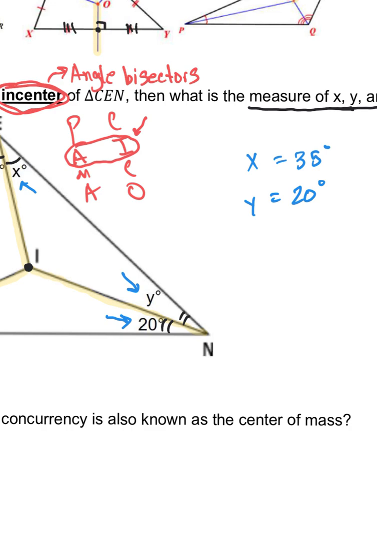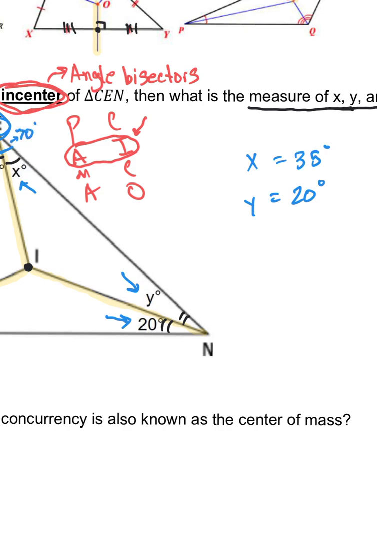Now z is a little different here. What we need to do for z is figure out what this whole angle measurement is. If we knew the whole angle measurement, we could just divide it by 2, since we have 2 equal parts, an equal part here and an equal part here. So let's figure out that whole angle measurement. Let's look at this angle here first, angle E, up here. 35 plus 35 is going to be 70. So this whole angle is 70 degrees.